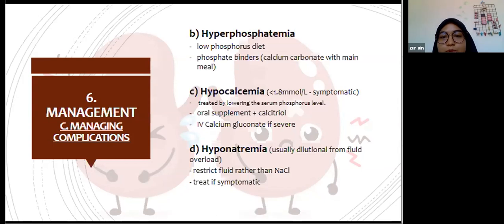So next is hyponatremia. Usually hyponatremia is dilutional, due to fluid overload. So rather than giving sodium chloride to correct the sodium, we usually just restrict the fluid to correct the sodium level. But if it is symptomatic or the above measures, like fluid restriction, have failed, then we can give sodium or dialysis.